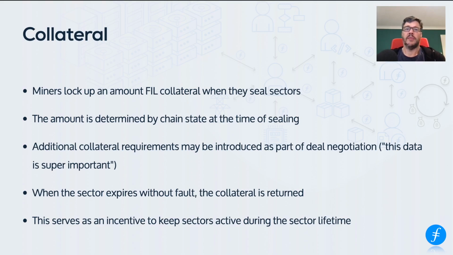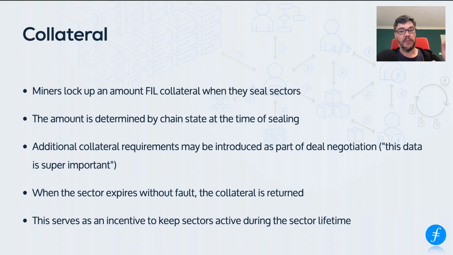Collateral is an important concept for the incentive system. Miners lock up an amount of FIL collateral when they seal sectors. So when they seal one of these 32 gig or 64 gig sectors, they also have to pay an amount of FIL, which is determined by the chain state at the time of sealing. That gets locked up with the sector. And additional collateral requirements may also be introduced as part of deal negotiations. So the deals within sectors may also have collateral requirements, and that collateral would be a client saying, look, this data is really important for me.